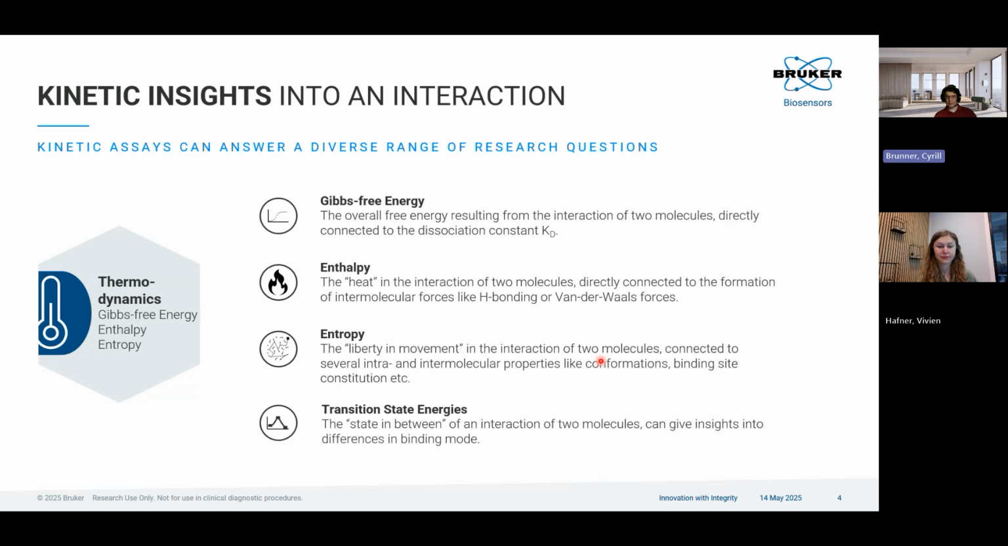And finally, and this is the interesting part coming from SPR, since you're looking at an interaction in real time, you don't only get access to the end result, you can also see the state in between, what is called in biochemistry the transition state energies, so the activation energies. This gives us specific insight in certain cases into the binding mode, or actually into differences in the binding mode between two different molecules.